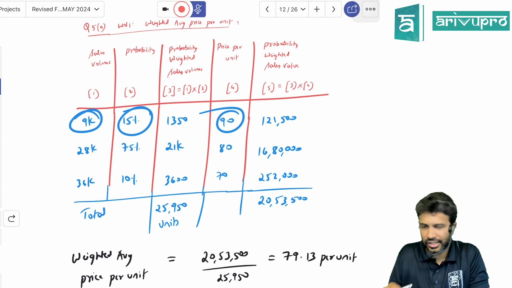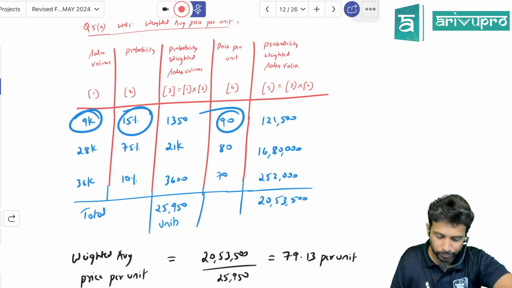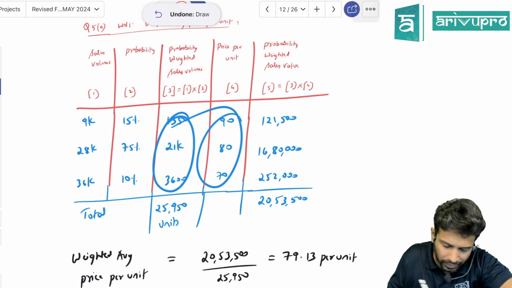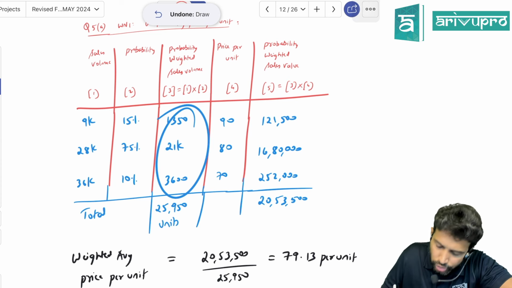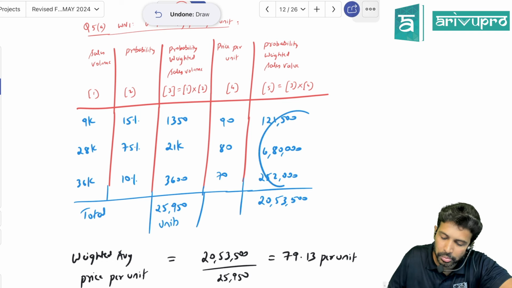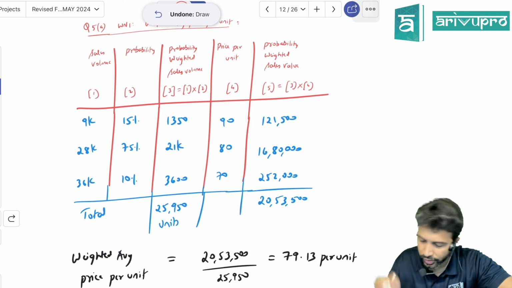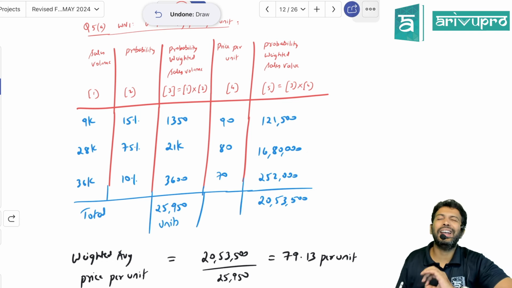I thought this would save some time, so I put it in one table. So take this and multiply by the selling price, and you will get the probability weighted sales value. How much is that? Adding all this, you get 20,53,500.